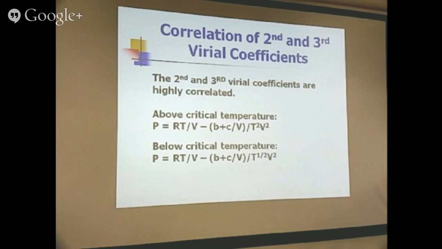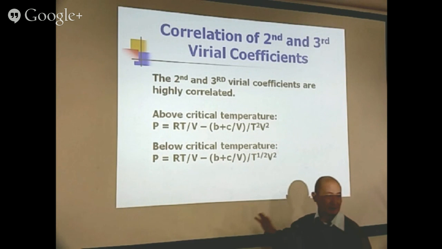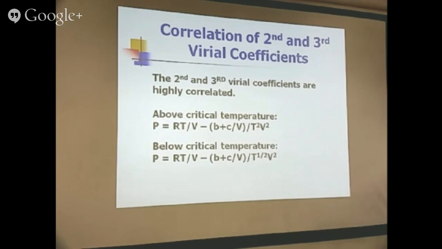But in the process, I was thinking, is there any hole in the paper that people can find and shoot me down? And I think the biggest problem with my equation is that the second and third virial coefficients are highly correlated. So these two terms have to be scaled together, okay? The second virial coefficient and the third virial coefficient have to move together in order to account for the real gas behavior above the critical point and below the critical point.